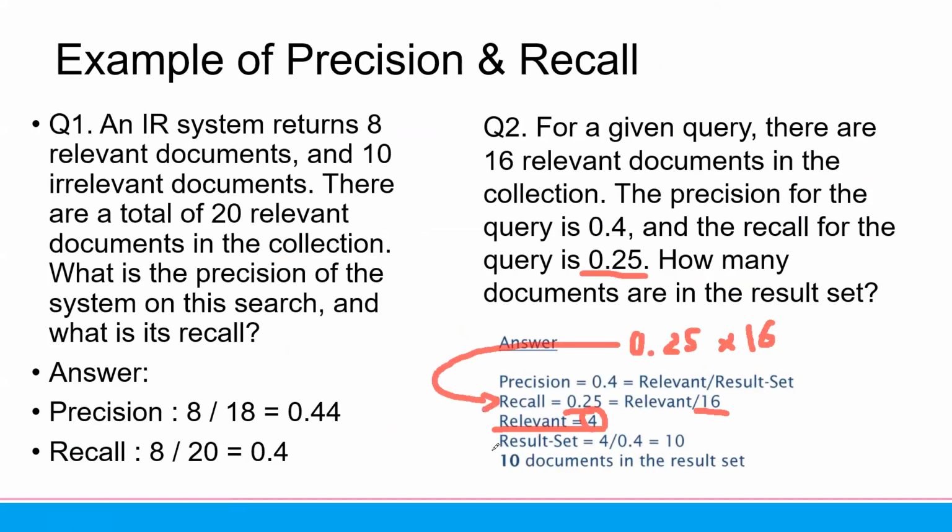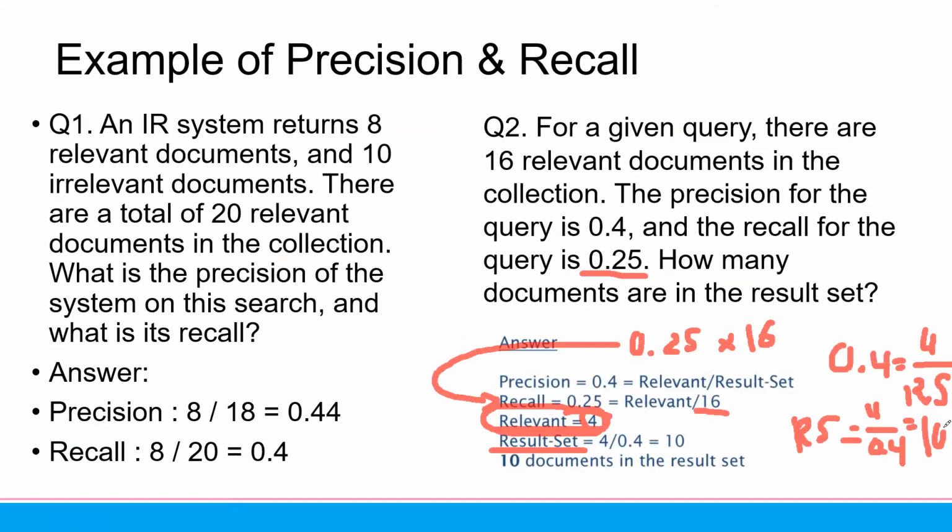So what is the result set? We know that the relevant and retrieved documents is 4, then 0.4 is equal to 4 divided by the result set. Then the result set is 4 divided by 0.4. Then we have 10 documents in the result set. Okay.